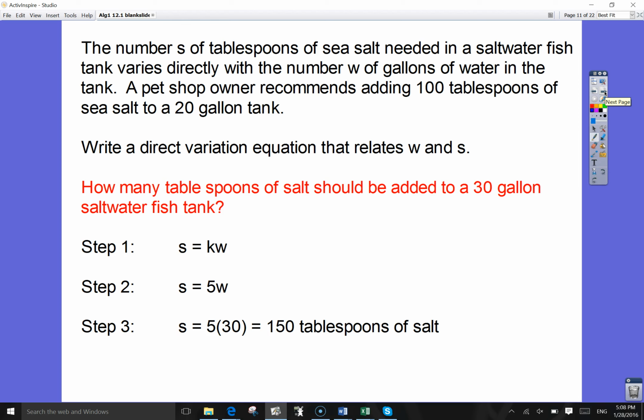Okay, the last part is, now that you know the direct variation relationship, the equation, then you can answer a question. And the question is, how many tablespoons of salt should be added to a 30-gallon saltwater fish tank? So this 30 is going to go here. And it looks like S equals 5 times 30. You're going to add 150 tablespoons of salt. Hopefully you're not going to do that 1 tablespoon at a time. That would take a long time.